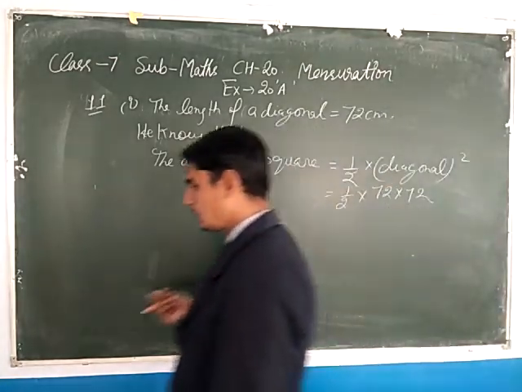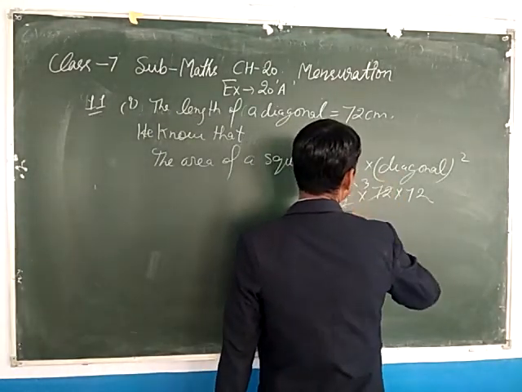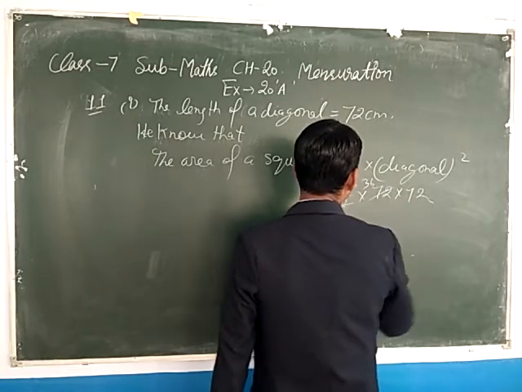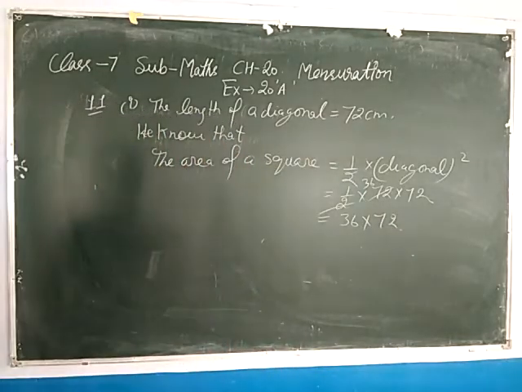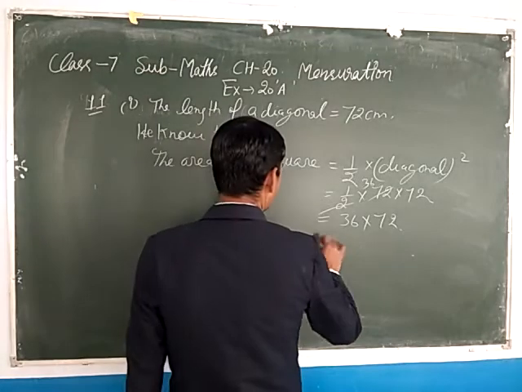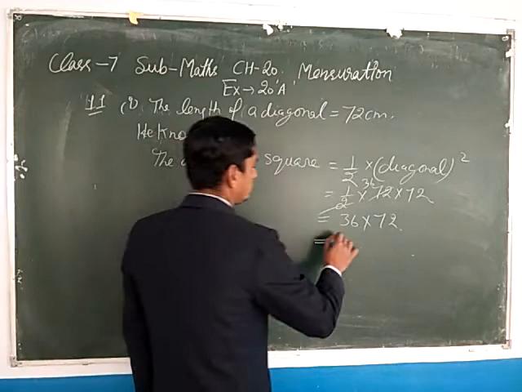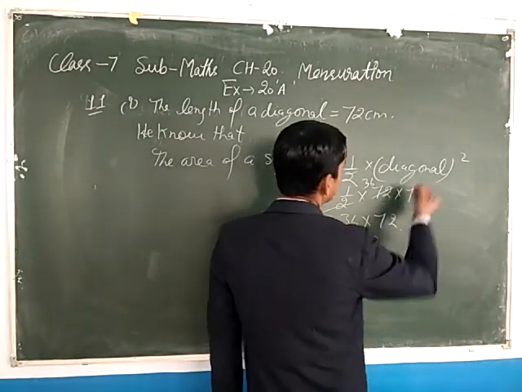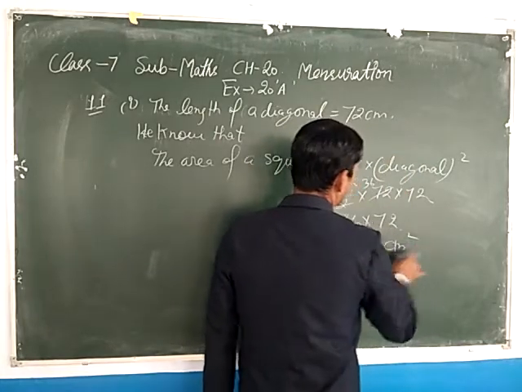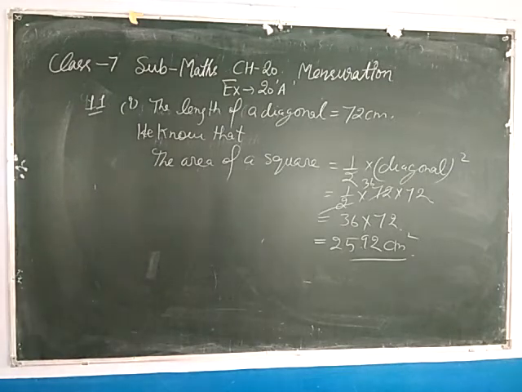So 1/2 diagonal square means 1/2 multiply 72 multiply 72. Okay beta? Then start. 2 3s are 6, remaining 1, 2 6s are 12. So 36 multiply 72. Clear beta? So your required answer is 2592. 2592 centimeter square is the required answer. Everyone clear?